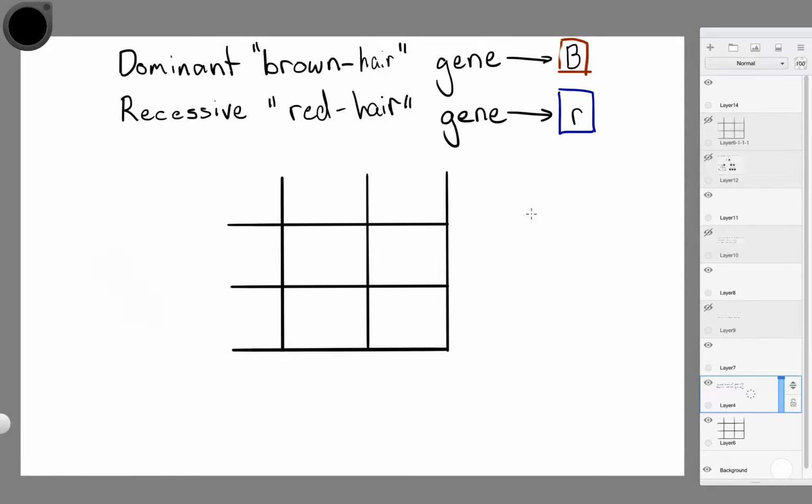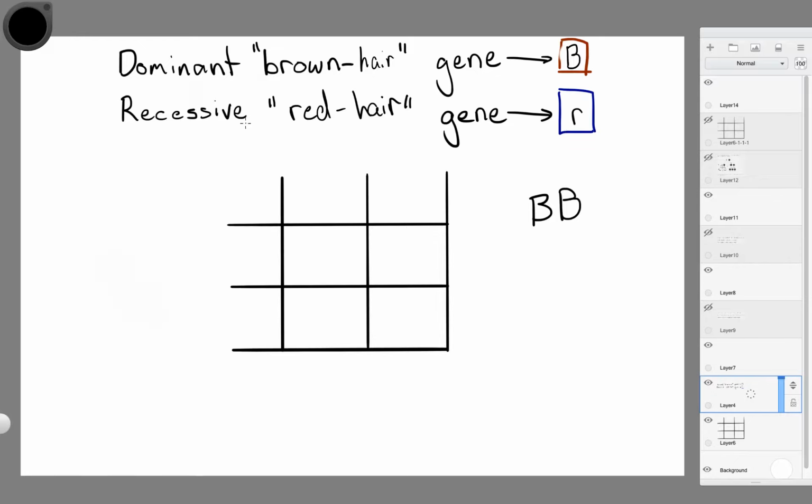So if you have a specific genotype with a dominant gene, let's go with hair for our example here. Brown hair is dominant, so we'll put that as a B, but it's a capital B to show that it's dominant, right? And say we have a pair of those genes, so this is the genotype. If we have a pair of those, then it's got both dominant brown hair genes in there. So that means that the person who has this will have brown hair.